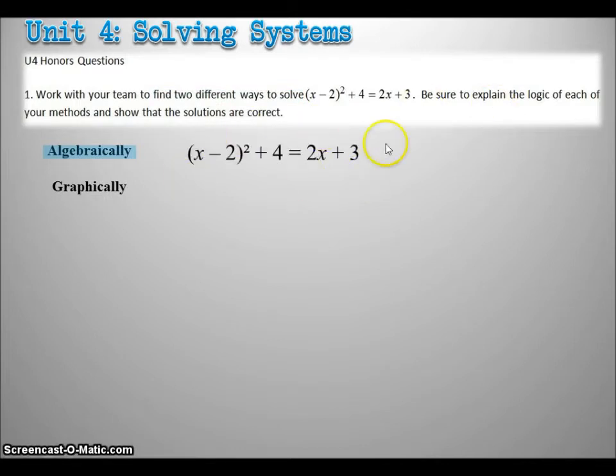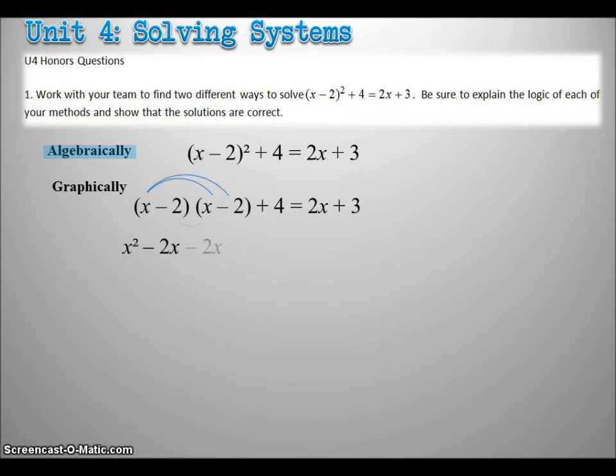Now here is our initial equation. Let's expand this part so we really know what we're dealing with. That will expand to (x minus 2) times (x minus 2) plus 4 equals 2x plus 3. Now let's work with this polynomial so it'll look more standard. We will use the FOIL method. x times x equals x squared, x times negative 2 equals negative 2x, negative 2 times x equals negative 2x, and negative 2 times negative 2 equals positive 4.